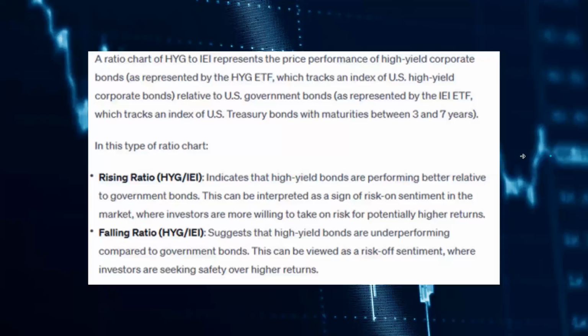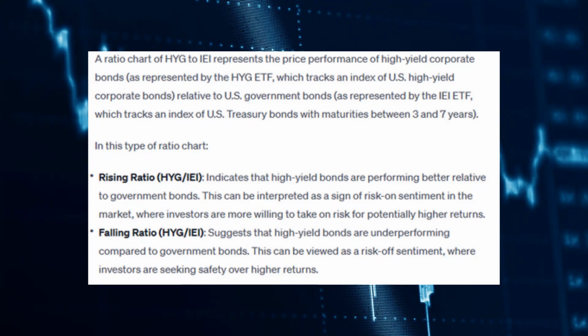Now, a ratio chart of HYG to IEI represents the price performance of high yield corporate bonds, which is represented by the HYG, relative to U.S. government bonds as represented by the IEI, which tracks an index of U.S. Treasury bonds with maturities between 3 and 7 years. So in this case, we're looking at the high yield corporate bonds versus the US 3 to 7 year bond ETF.